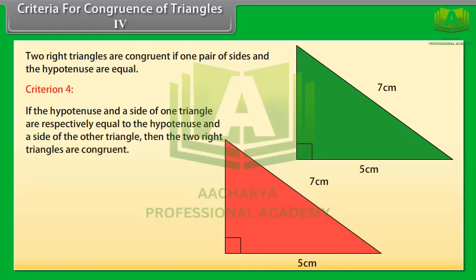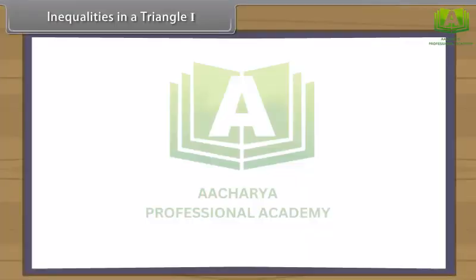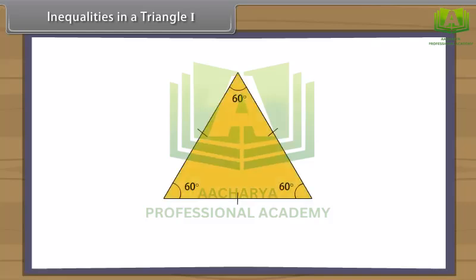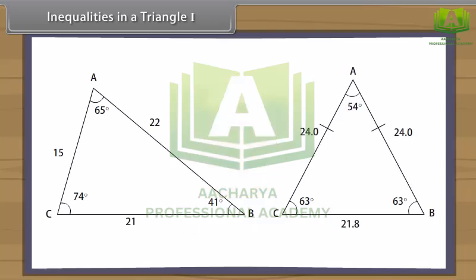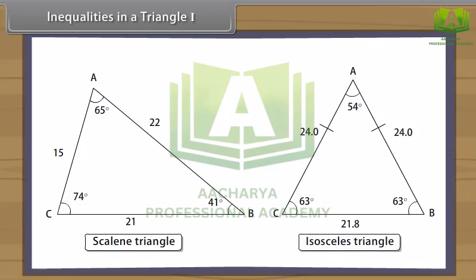If the hypotenuse and a side of one triangle are respectively equal to the hypotenuse and a side of the other triangle, then the 2 right triangles are congruent. This criterion is referred to as RHS, right angle hypotenuse side. Inequalities in a triangle 1. We have learnt the relationship between sides and angles of a triangle when they are equal. We shall now study some relations among sides and angles of a triangle when they are unequal.